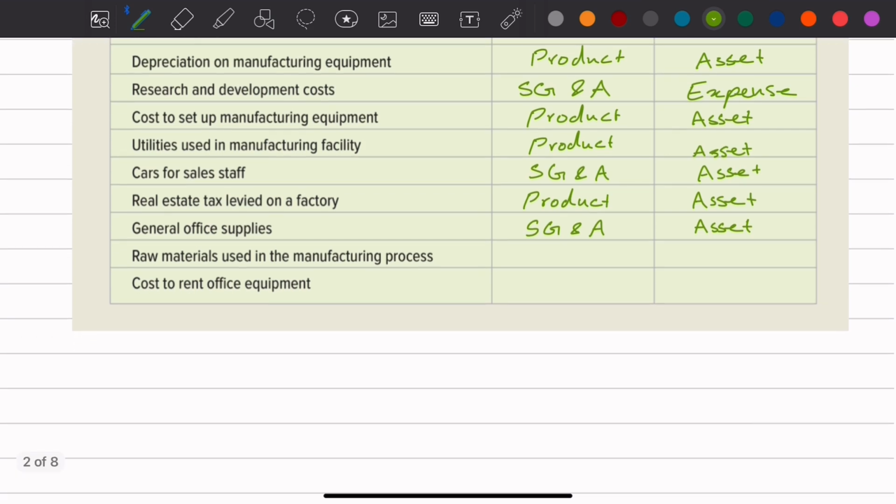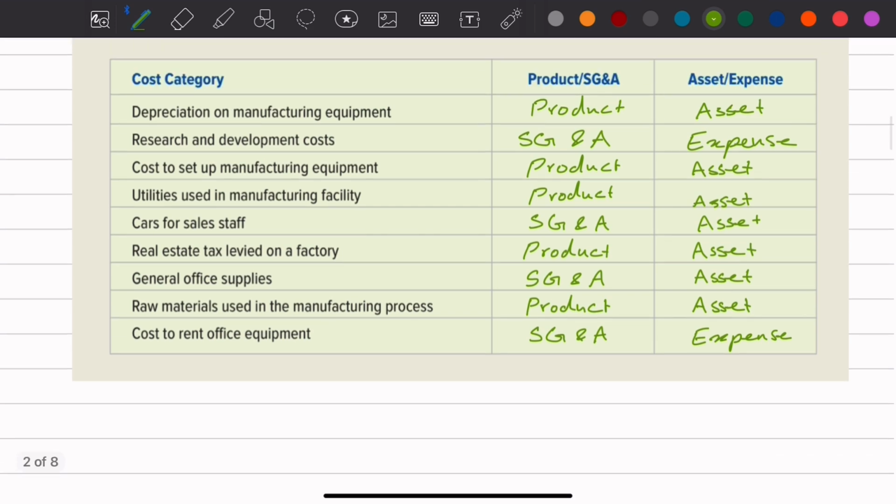Next, raw materials used in the manufacturing process. These of course are product costs, because they go into the manufacturing process. Okay, and they will also be classified as an asset. Finally, cost to rent office equipment. Because the cost is not directly related to the manufacturing process, this is going to be SG&A. And because it's a rent, it's going to be classified as an expense, not an asset. Okay.